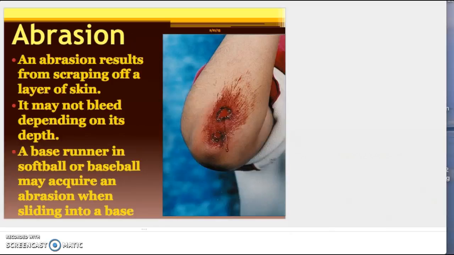The next one we see is very common. It's an abrasion. I'm sure most of you have gotten this before: floor burn, carpet burn, sliding into a base. We see these all the time. An abrasion occurs when you have scraped off the top layer of skin. You don't usually have any damage to the muscle, tendons, or ligaments. It's just going to be those top couple layers of skin.